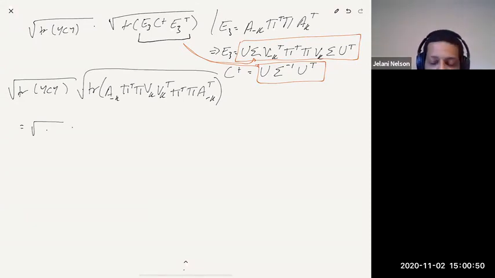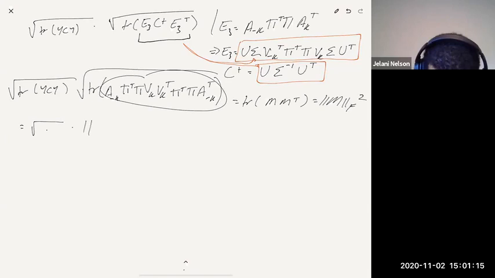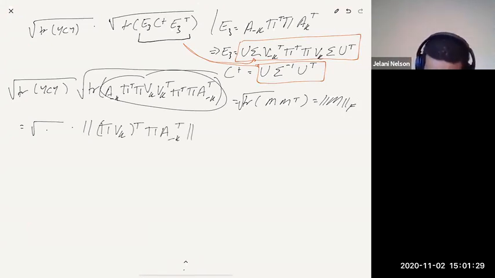And this is equal to the square root of that thing times this. You can write this as the trace of MM transpose, sorry, what I wanted to say is you can express this now as the trace of MM transpose, which is just the Frobenius norm squared of M for a particular M. And what is that M? It turns out the Frobenius norm you get is pi V_K transpose times pi A minus K transpose. And then this is the Frobenius norm of that.